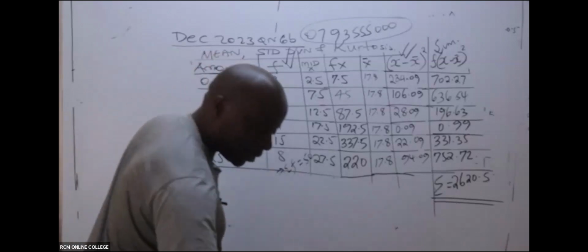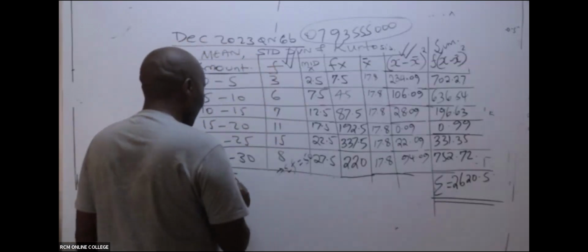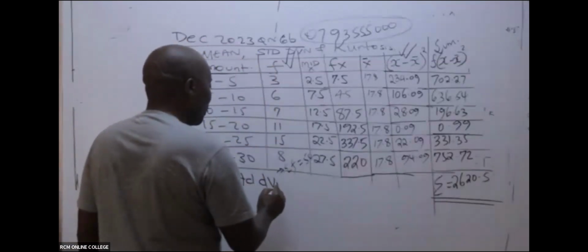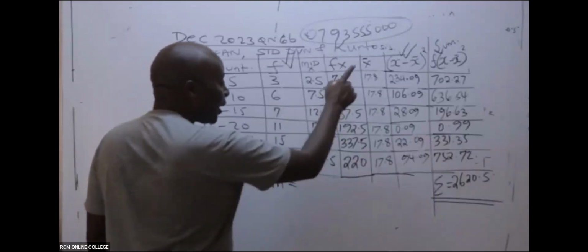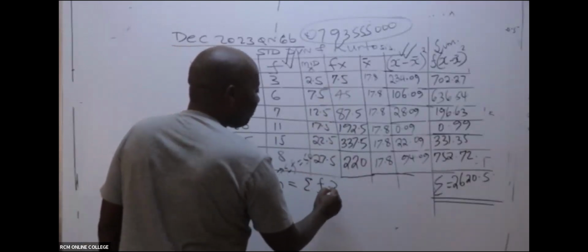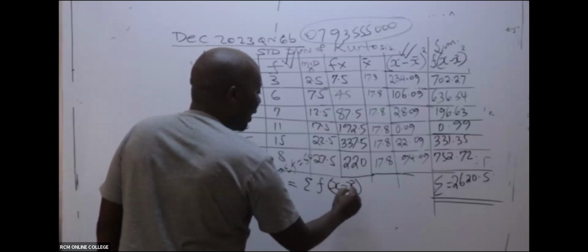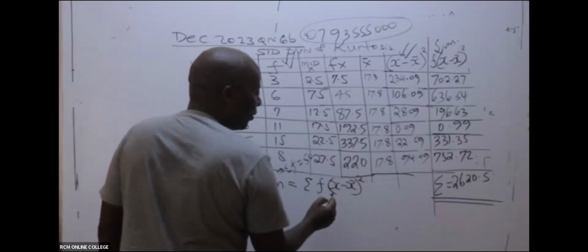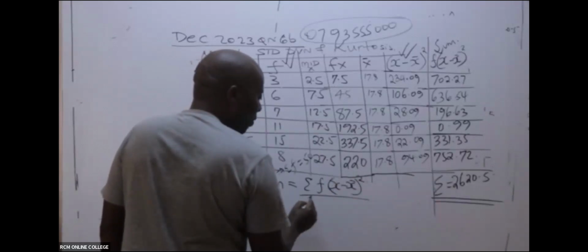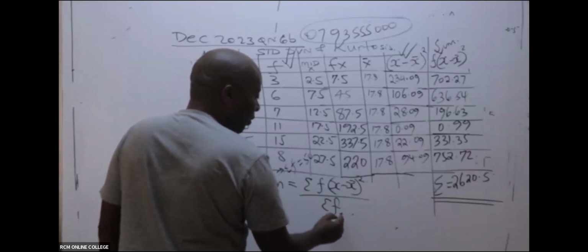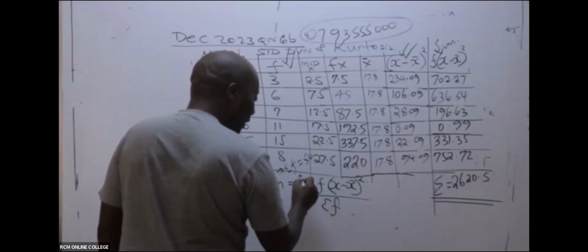So now we are getting the standard deviation. How do we get standard deviation? It's very easy. You will take that column, summation of f times (x minus x bar) squared, whatever we have here, right? You divide this by the summation of f. Whatever we get, we take the square root of that.